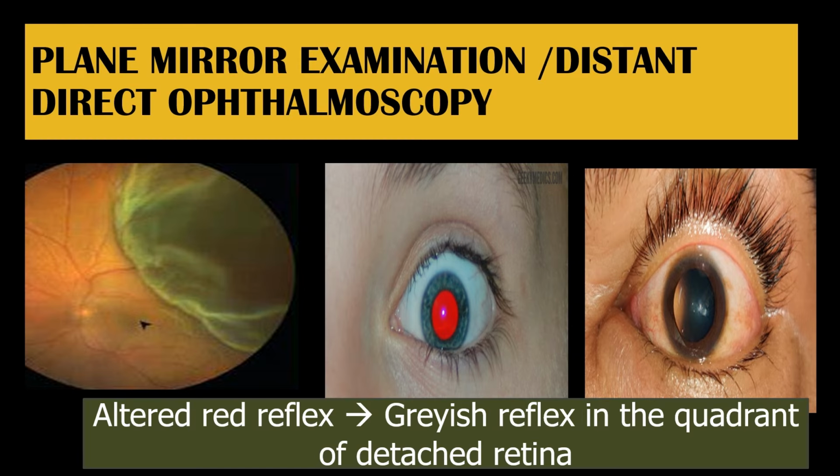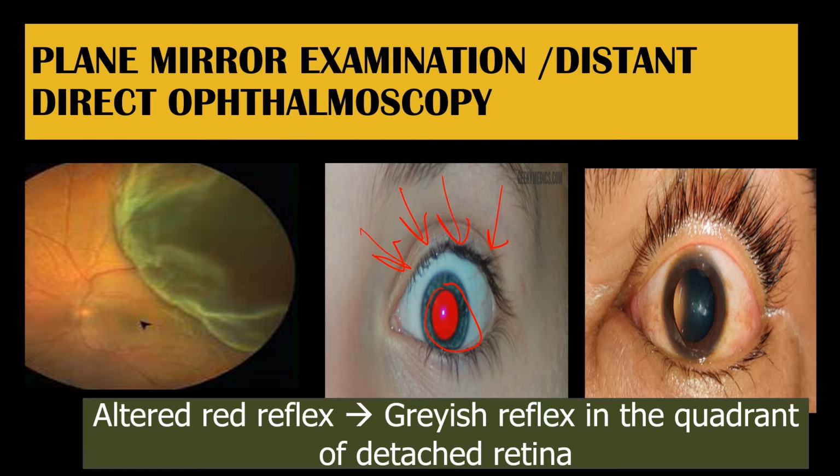Apart from that, on your plane mirror examination or distant direct ophthalmoscopy, you stand with your direct ophthalmoscope or retinoscope for that matter at arm's distance from the patient, and from there you're going to observe the pupillary reflex, right? Make sure at this point that the patient's pupils are actually dilated. Now, in a normal eye, this is how the reflex is going to look like, right? You will actually see a bright red reflex.